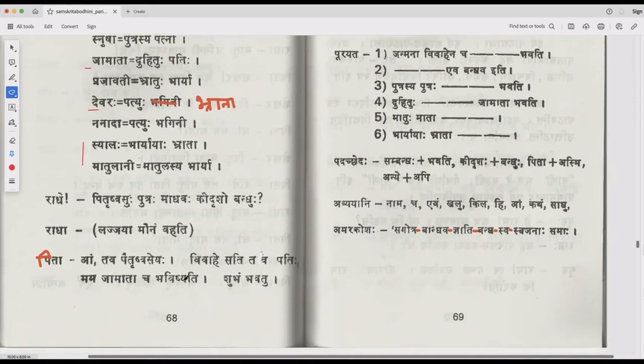So pitrashvasuh putraha is Paitrashvaseyaha. That's the name for it. That whole word has been transformed to indicate it. The son of father's sister, father's sister's son.